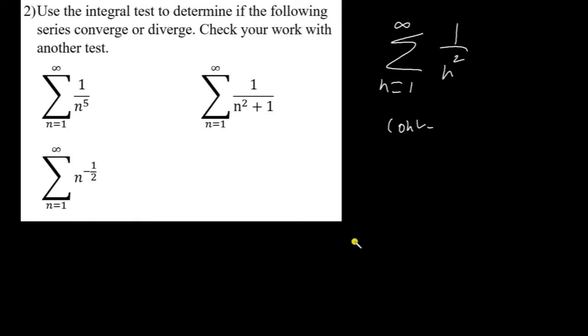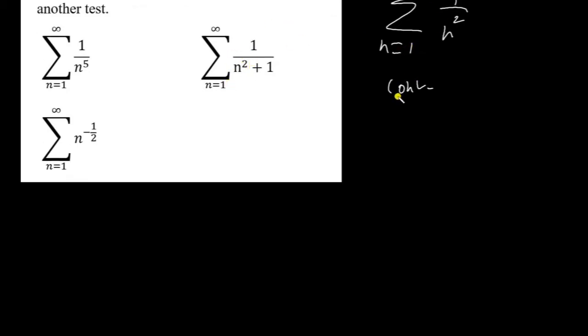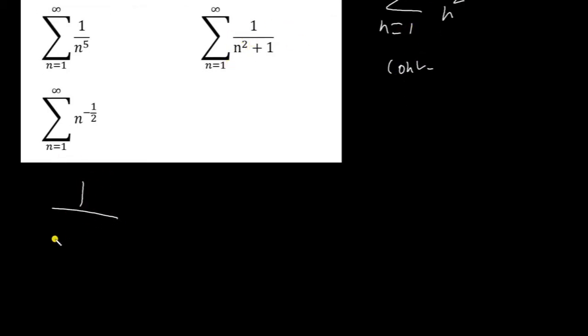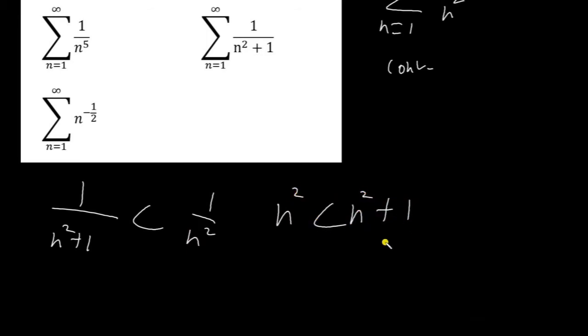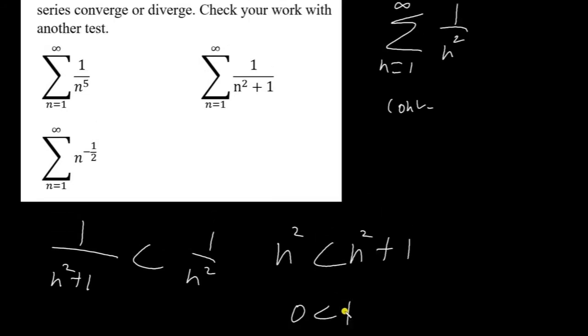Now what we can do is say, all right, since this converges, if I want this to converge too, this stuff in here needs to be less than 1 over n squared. So the question is, is 1 over n squared plus 1 always less than 1 over n squared? We'll cross multiply, we'll get n squared is less than n squared plus 1. Subtract n squared from both sides, you get 0 less than 1. That is true. So we have a true statement.